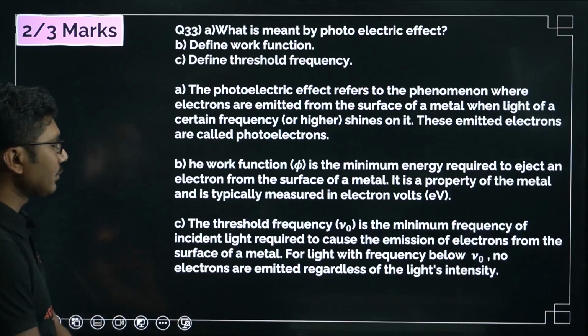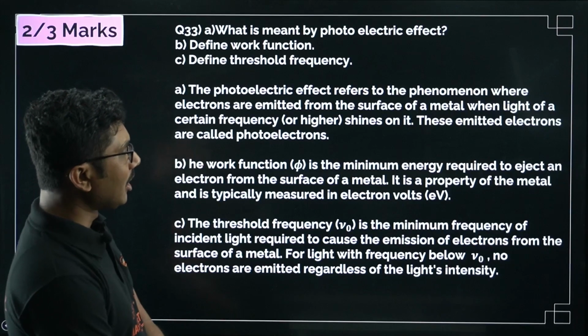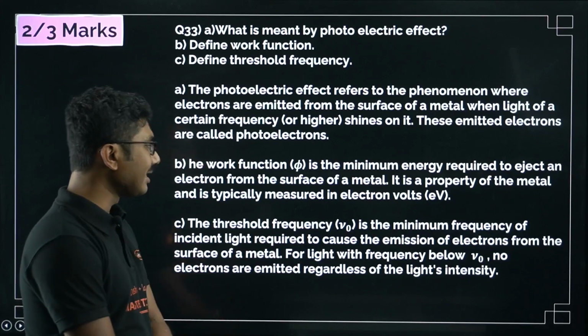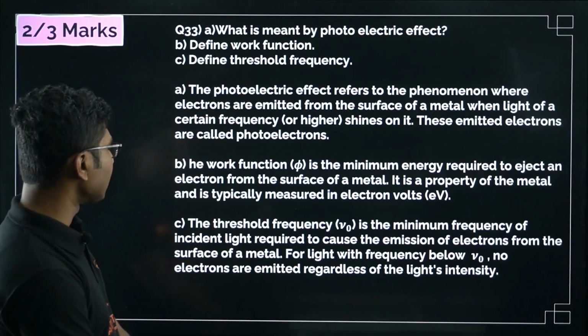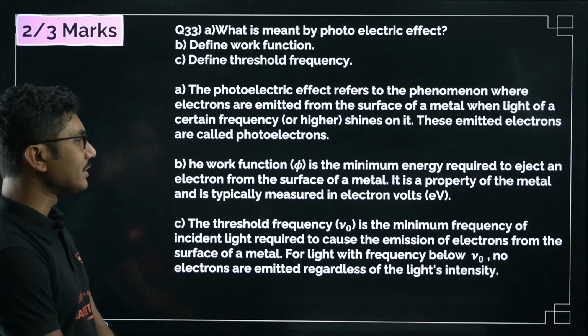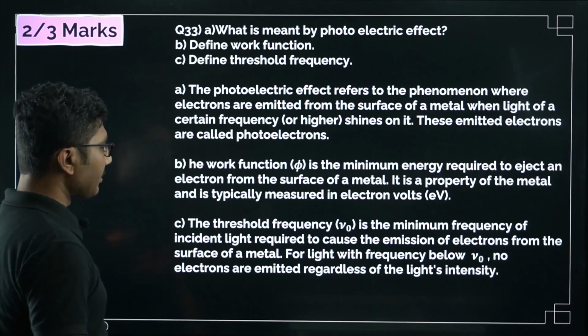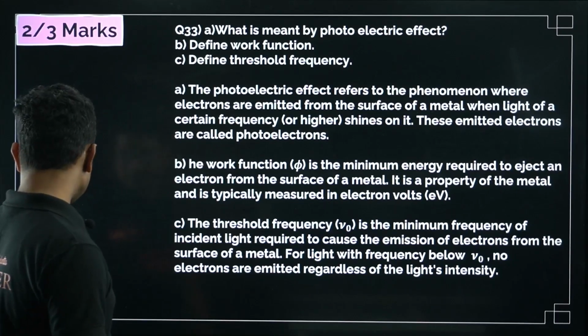Okay, the threshold frequency nu naught is the minimum frequency of the incident light required to cause the emission of electrons from the surface of a metal. For light with frequency below nu naught, no electrons are emitted regardless of the light's intensity.